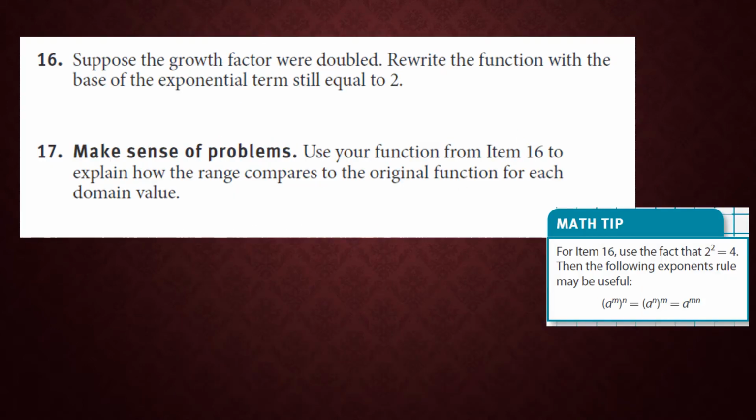All right, now they throw us a couple twists here. So these are interesting questions because of the way they want us to write it, but let's not panic about it if it feels a little confusing. So let's suppose the growth factor were doubled. That's no big deal. If the old growth factor was 2, then this growth factor is going to be 4. So the trick is they want us to rewrite the function with the base of the exponential term still equal to 2.